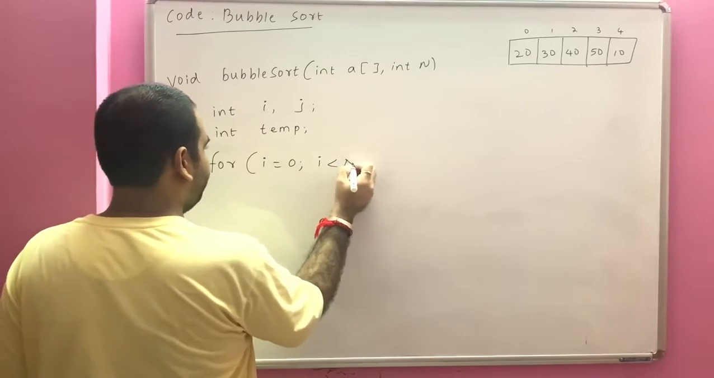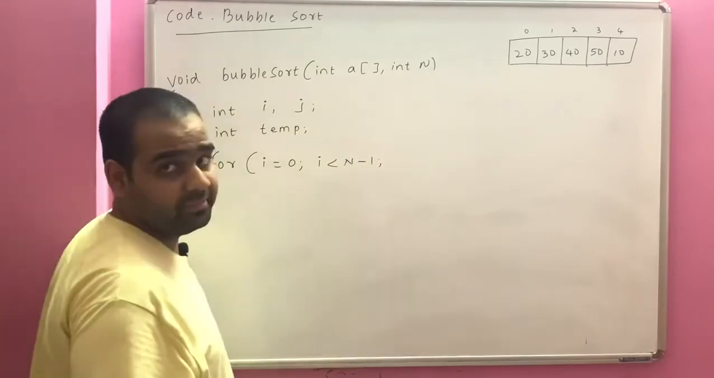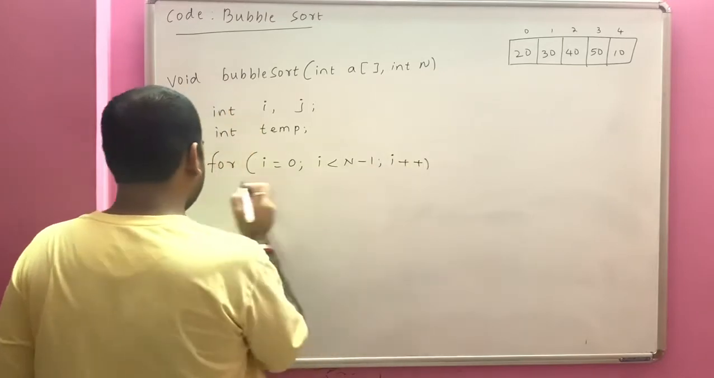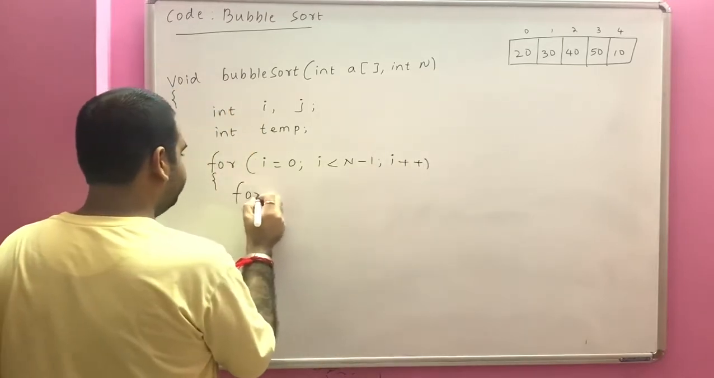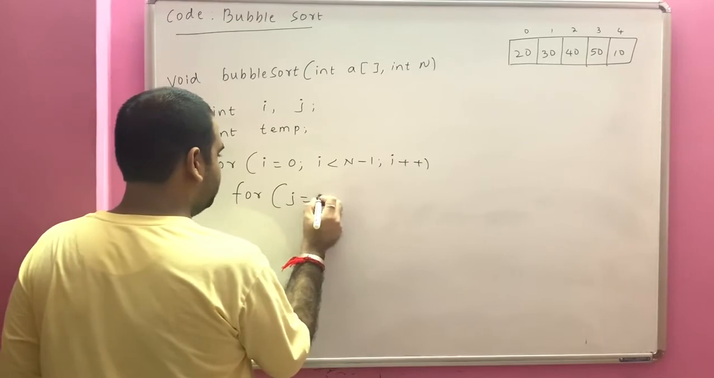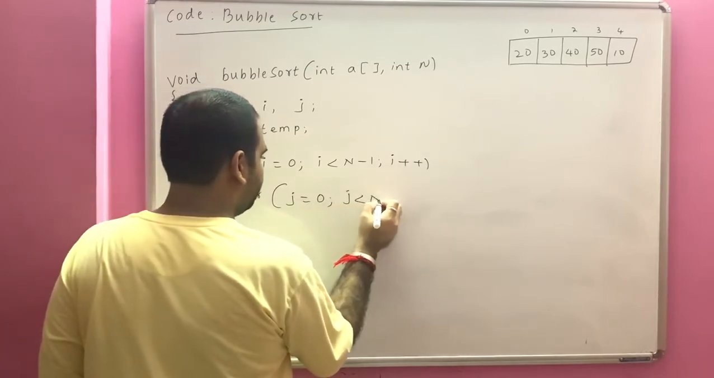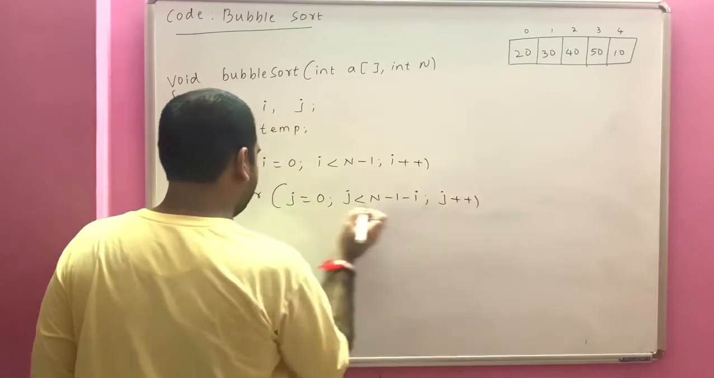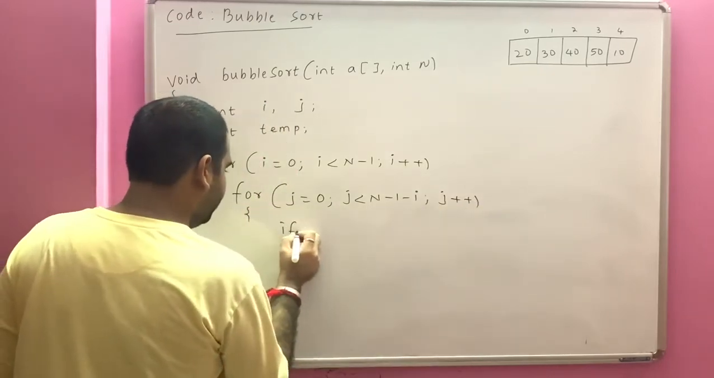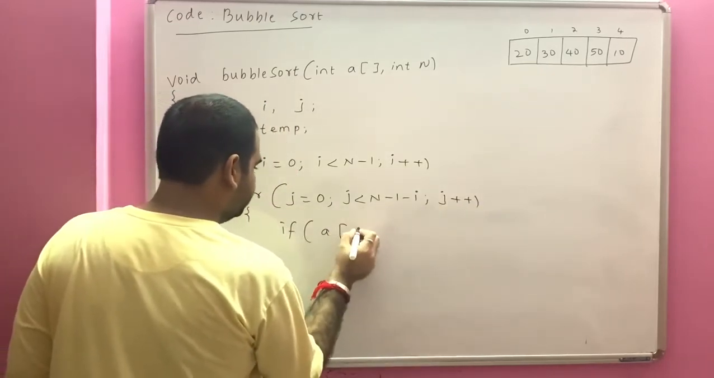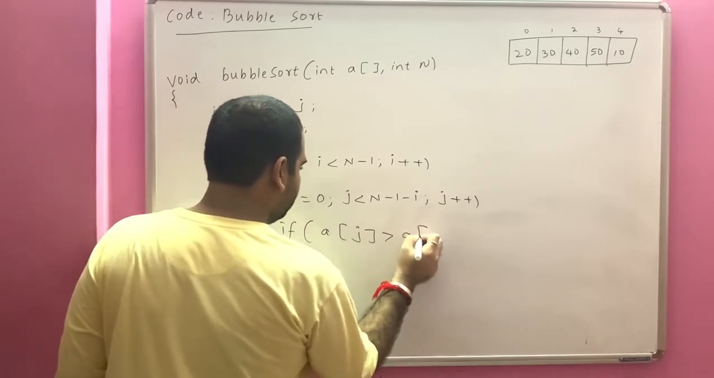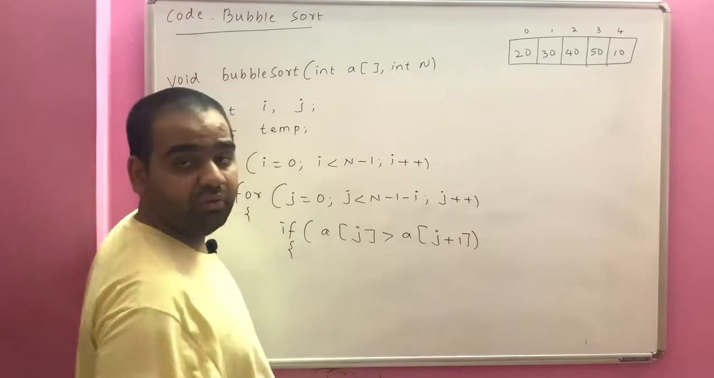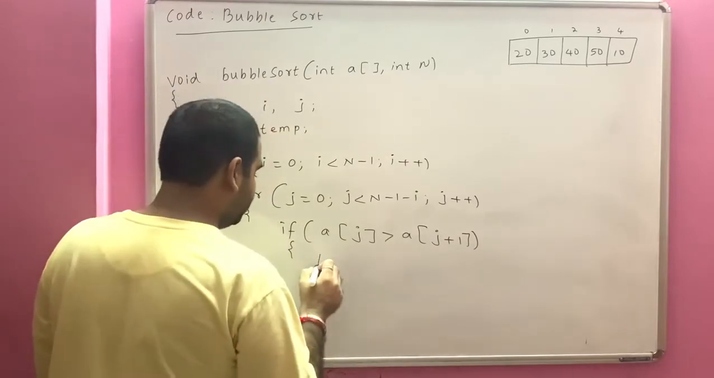For i starts from 0. How many numbers do we have to sort? n minus 1 numbers. Already I said it. And we say i plus plus. For j starts from 0, how many pairs are there? n minus 1 minus i, j plus plus, and j is the pair. Here we say if a of j is greater than a of j plus 1, then what do we need to do? We need to swap a of j and a of j plus 1.